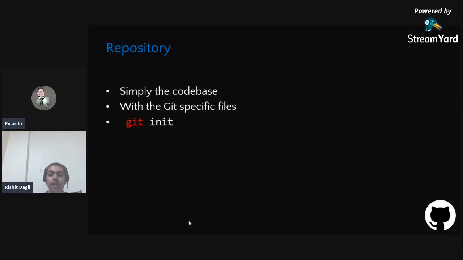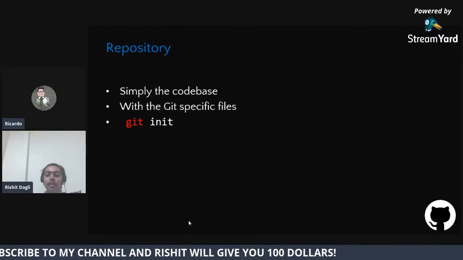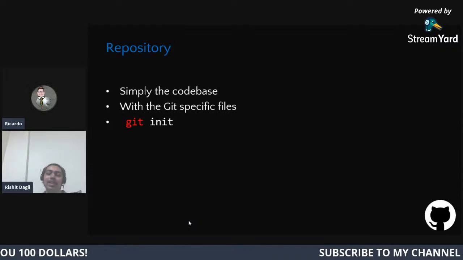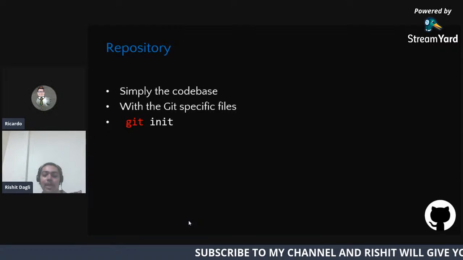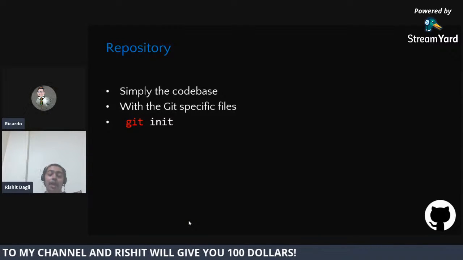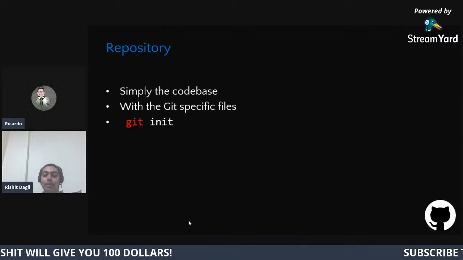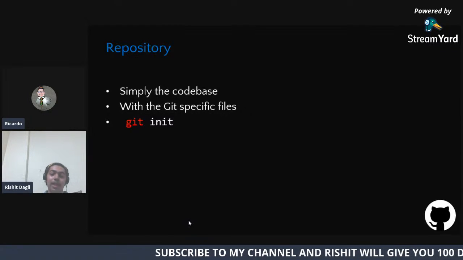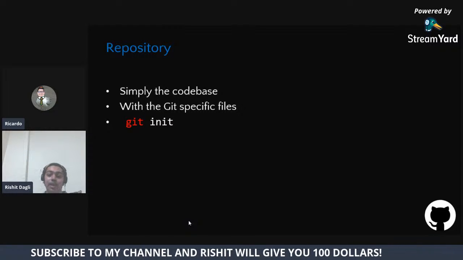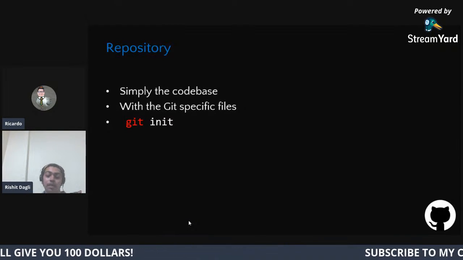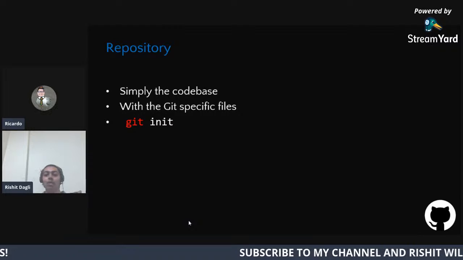So you can make your code folder a Git repository simply using this command called git init, and we'll soon see this in action. It is a simple command to make your folder a Git repository, saying I need all changes to be tracked. I need all of the Git functionality in this folder, which would essentially be my code folder.